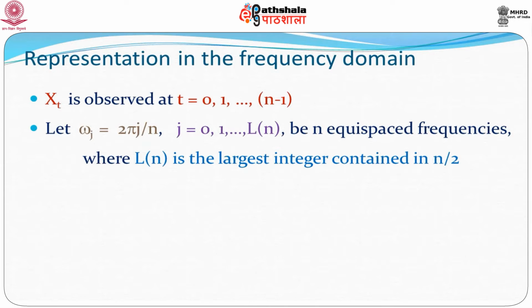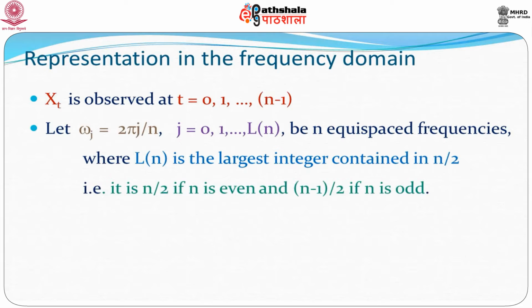And what is l_n? l_n is the largest integer contained in n by 2. That is, if n is even, then l_n obviously is n by 2 itself, but if n is odd, then l_n is n minus 1 by 2.